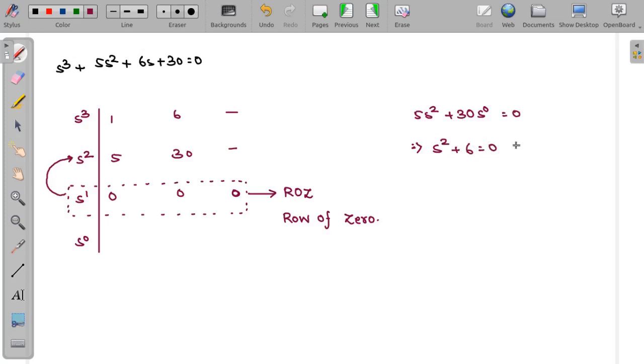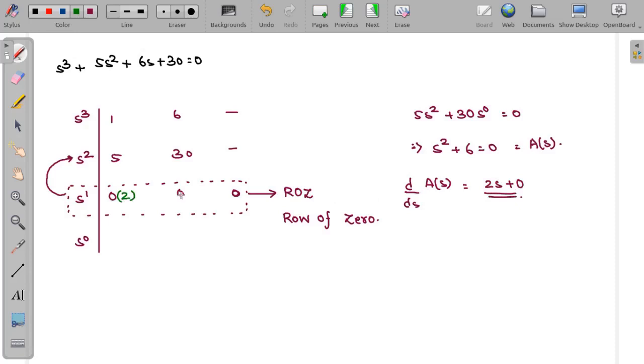So now we basically differentiate this auxiliary equation with respect to S. So this will be 2s plus 0, and these are actually the coefficients of this auxiliary equation that we are going to fill over here in the row of 0. So this is 2s to the power 1. So over here we are going to fill 2 and remaining all the coefficients are 0.